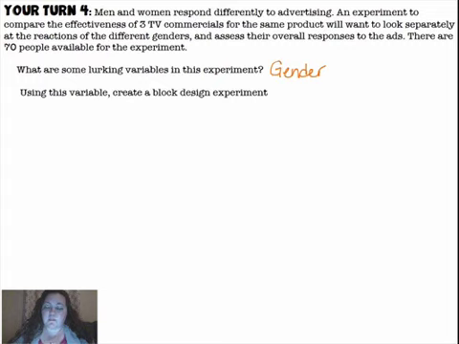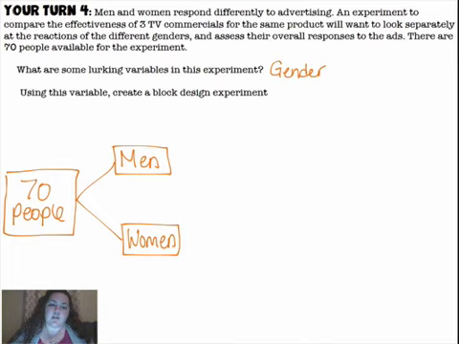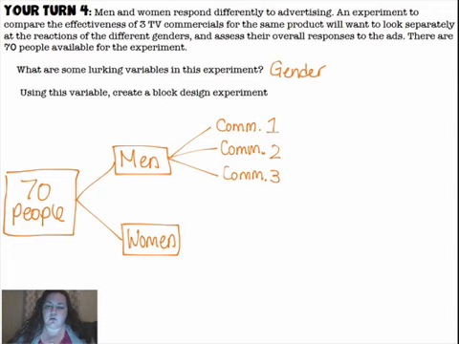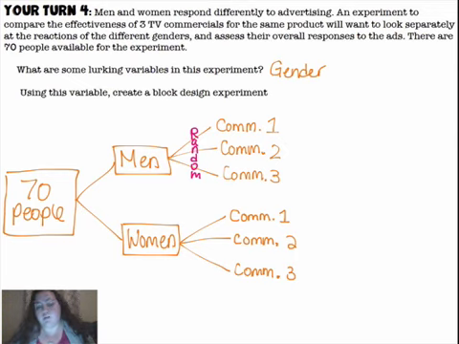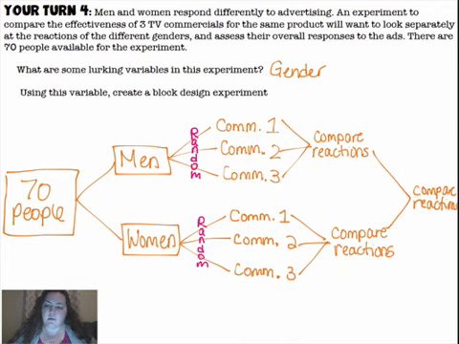Well, gender is one. And so we're going to go ahead and use that to block, to reduce the variation. So I have 70 people. I'm going to block them into men and women. And then I'm going to randomly assign the men and randomly assign the women to watch one of the 3 commercials. So commercial 1, commercial 2, or commercial 3. And that will be random. Same for women. Commercial 1, commercial 2, or commercial 3, randomly chosen. And then I'll compare the results within the blocks. So I'm comparing their reactions to the commercials. And then I'll compare the results between the 2 blocks.